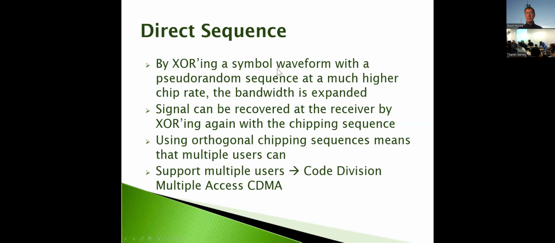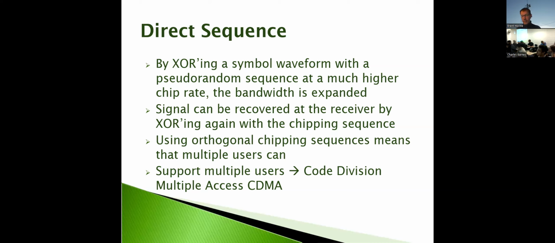The data or symbol sequence coming in is at one rate, and then we're chipping it at a much higher rate. Typically the way that's going to work is you're going to invert your bits when you have a -1, and when it's a 1, it stays the same. So you're going to take a single symbol and chop it up, and in some of those chip periods it's going to be the same, and in other cases it's going to be inverted, according to a specific pattern.